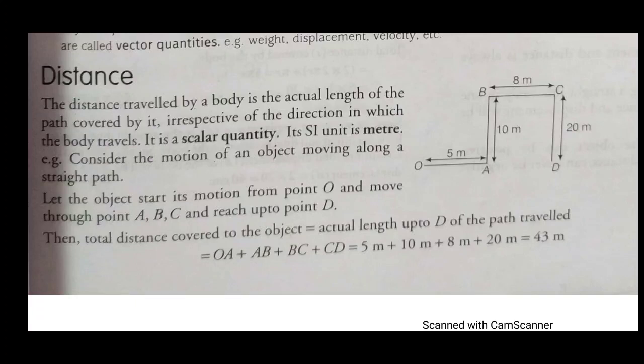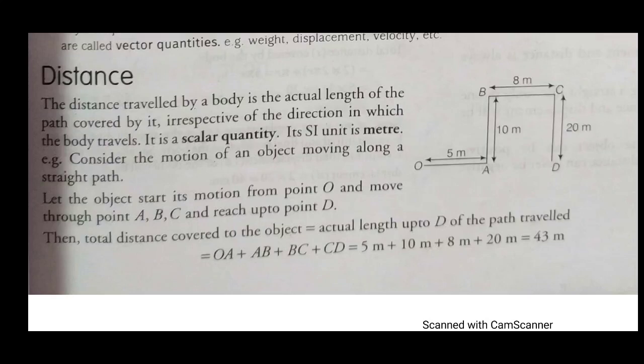Besides the distance, there is a figure O, A, B, C, D. An object has started its motion from position O. It has traveled to position A, then to B, then C, then D. Okay, from O to A it has covered 5 meters. From A to B it has covered 10 meters. From B to C it has covered 8 meters. And from C to D it has covered 20 meters.